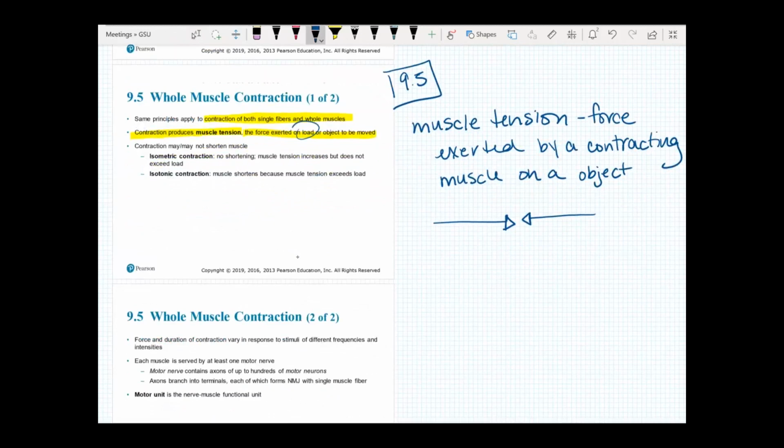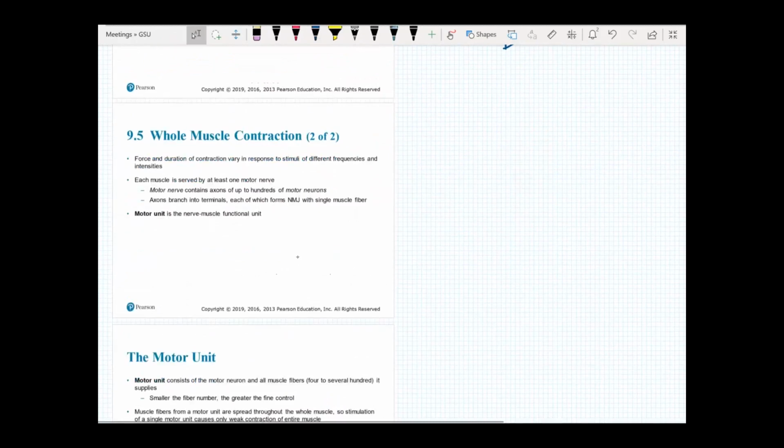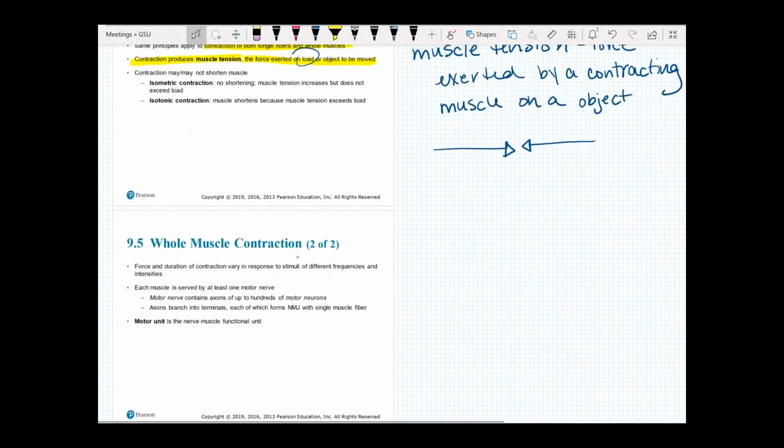So when you're looking at this whole muscle contraction, the outcome is not always going to be the same. The big premise here is that the force and duration of the contraction is going to be very specific based on the stimuli, the frequency, and the intensity of the stimuli. Every muscle is served by at least one motor nerve.